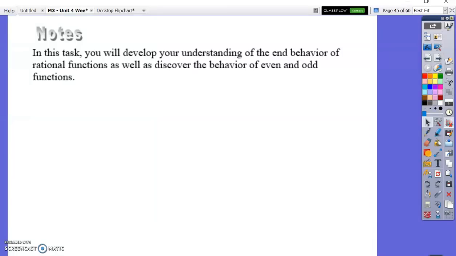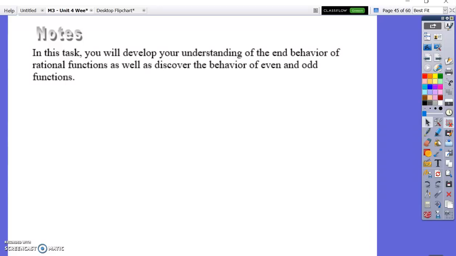Hello. So we're working on 4.5 today. We're going to be discussing end behavior of rational functions. We've already discussed this through playing, and today we're going to try to better develop that understanding, and we'll finalize it tomorrow in class. So today you're going to be exploring. You will need to be using decimals quite a bit, so make sure you're prepared for that.